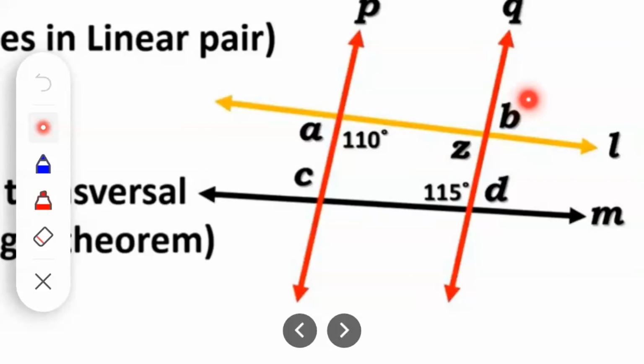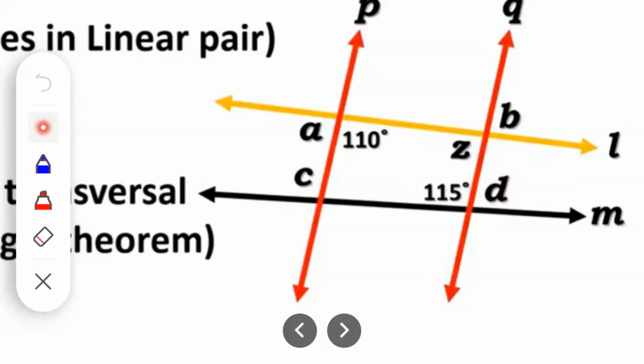Now for angle C. As line P and line Q are parallel, by the corresponding angle pair, this angle and angle C are again corresponding angles and will measure equal. As this one is 115 degrees, which is given, C will also be 115 degrees. Now how to find the measurement of angle D?